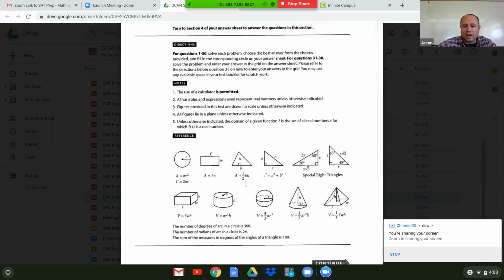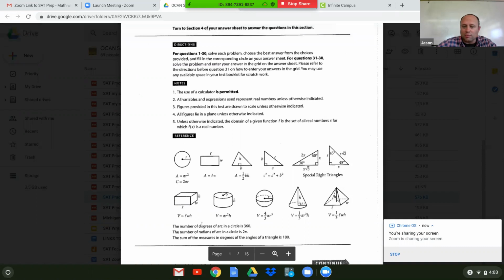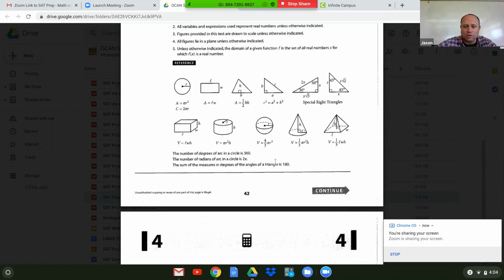So if you're like, man, I don't remember that formula, come back here and make sure you double check to see if the formula is here. Or just some minor details here, like this one actually is going to come into play. The sum of the measures of degrees of the angles of the triangle is 180. That's also a straight line. We're going to talk about that today.